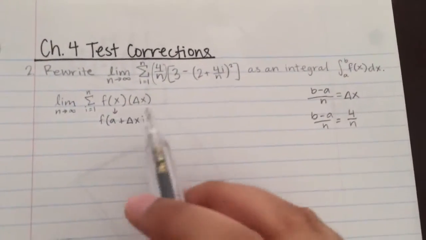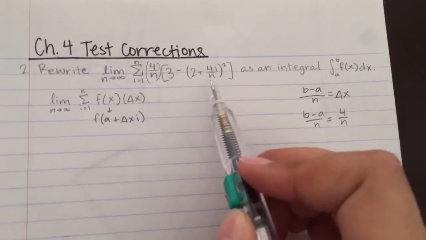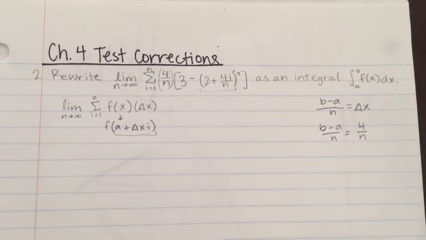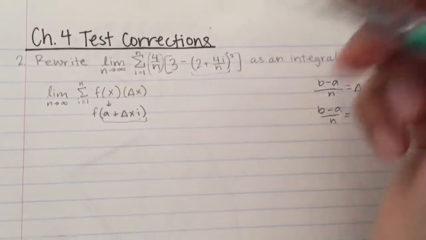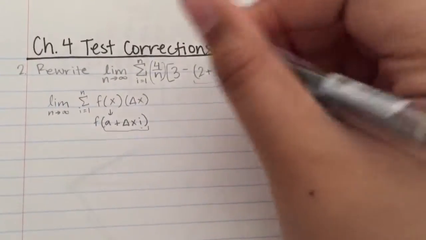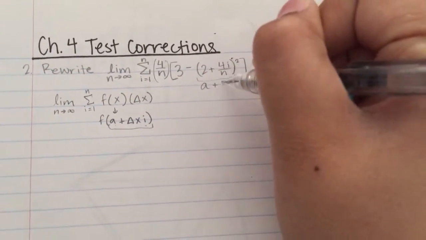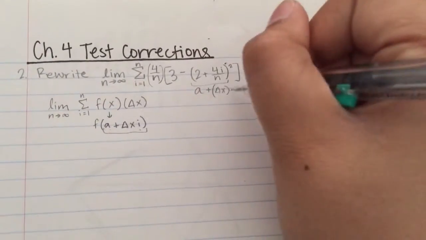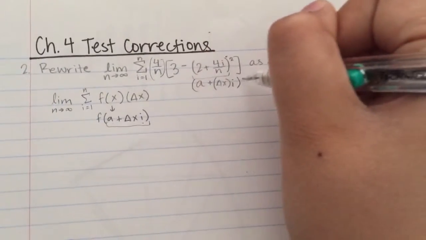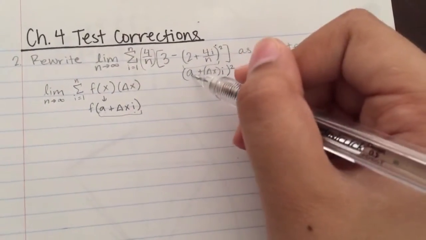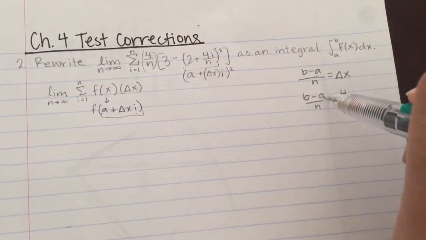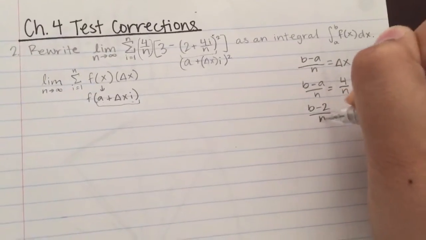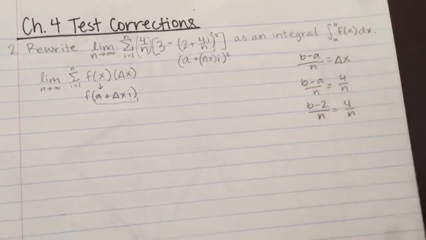And then back to this part where we have 3, and this part here is the same as a plus change of x times i. So when we look back here, a is this 2 here, and the 4 over n is the change of x, which is the same as over here, times i, and then all of this is squared. So for the a here, they give you that it's 2, so you can plug in b minus 2 over n equals 4 over n.